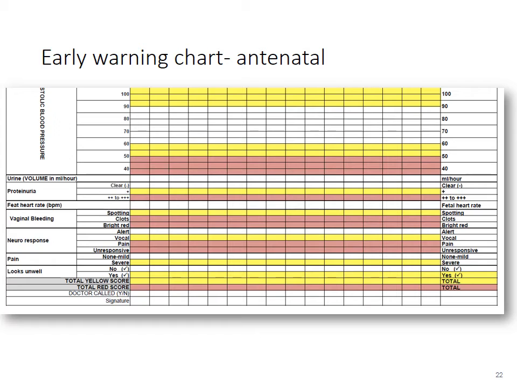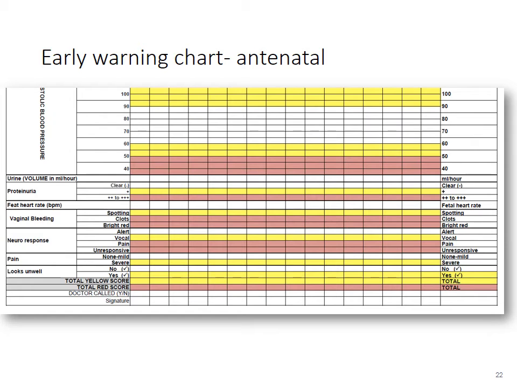As I said previously, the early warning charts, which you know by now because they've been used for a few years, they've just been split into antenatal and postnatal cards. So the aspects specifically relating to antenatal care, like the fetal heart rate, antepartum hemorrhage, those are on the antenatal early warning chart. And it's still used as before.